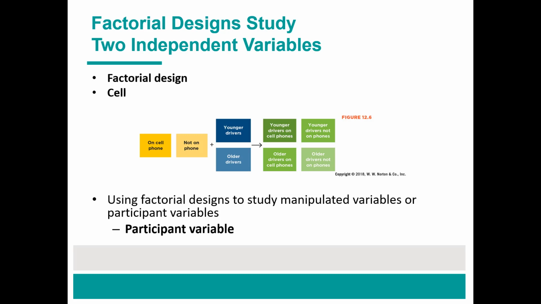You might have noticed that Strayer and Drews manipulated cell phone use, but they did not manipulate age. They only measured age. They couldn't manipulate age because they can't assign people to be young or old. Thus, age is a participant variable. However, it is treated as an independent variable in a factorial design.